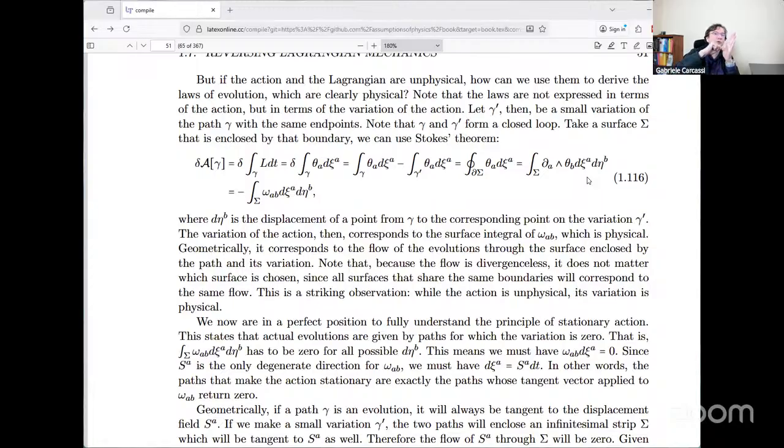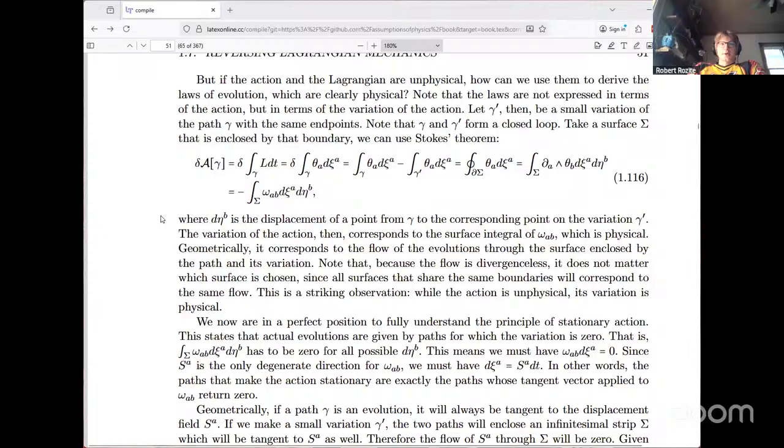Right? Okay. So you think that you're going through gamma, right? But then you're making the surface integral right now. So when we go from here to here, now you're not only having a displacement along the border, you also have a displacement along the surface. You're going inside. So this is the displacement inside the curve. Okay. So where d eta b is the displacement of a point from gamma to the corresponding point on the variation, gamma prime. The variation of the action then corresponds to the surface integral of omega ab, which is physical.